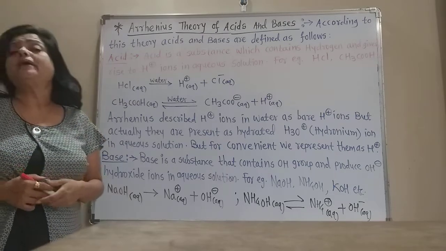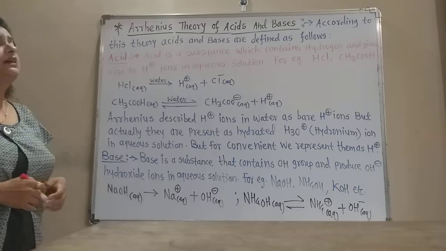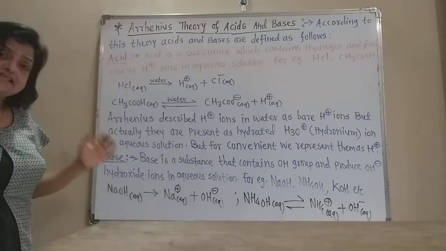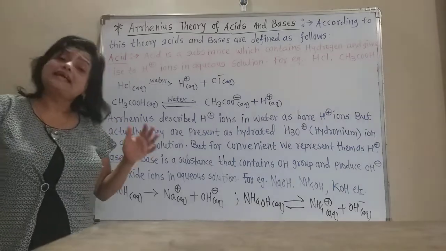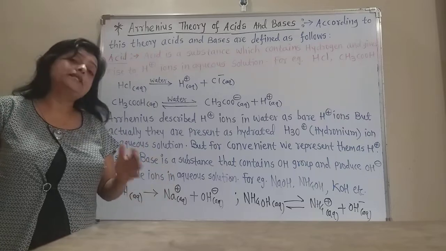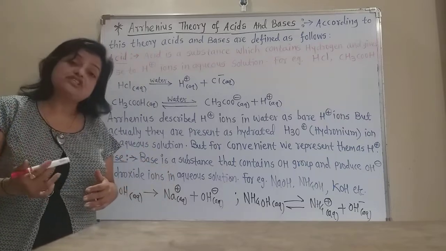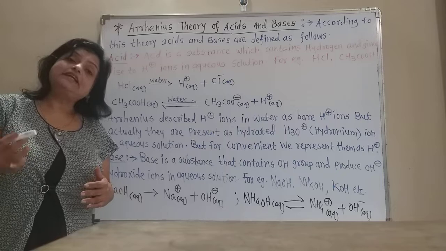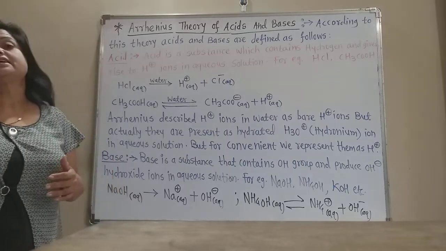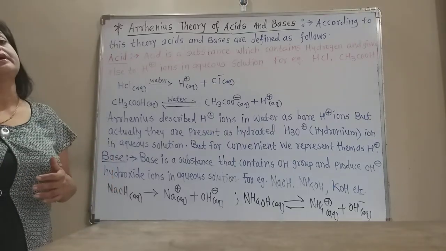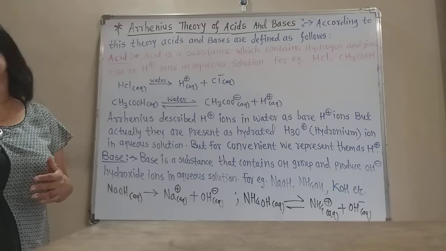Another drawback or limitation of this theory is that Arrhenius defines acids and bases with the help of the aqueous solution. That means the substances which give H+ ions into the aqueous solution are acids, and the substances which give OH- ions into the aqueous solution are bases.